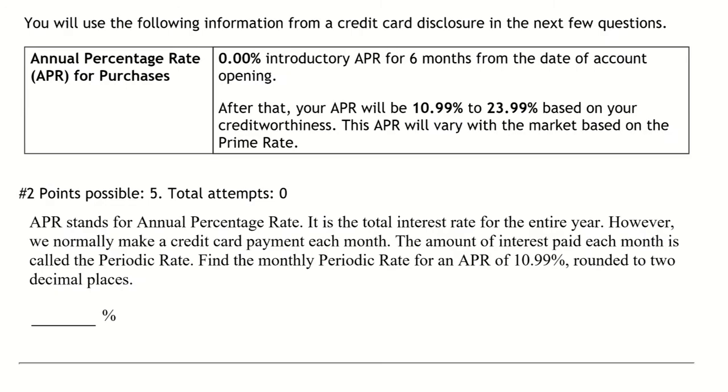So APR is our annual interest rate. So it says 0 introductory, and then usually after a certain amount, maybe 3 months, 6 months, a year, they'll say that your interest rate's going to go up. So if you have a periodic rate and the APR is 10.99, how would we find that periodic rate out?